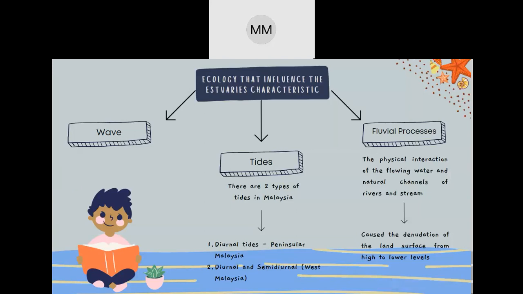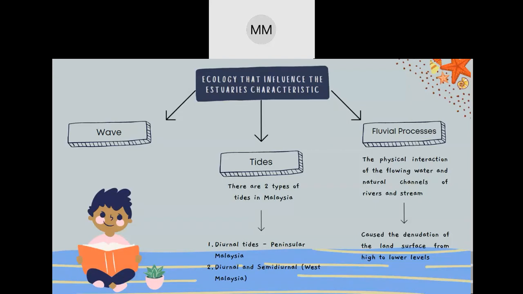For ecology, there are three factors that influence the estuary's characteristics. First is wave, second tides, and third is fluvial processes. In Malaysia, there are two types of tides. First is diurnal tides that usually happen in Peninsular Malaysia, and second is diurnal and semi-diurnal that occur in East Malaysia, Sabah and Sarawak.